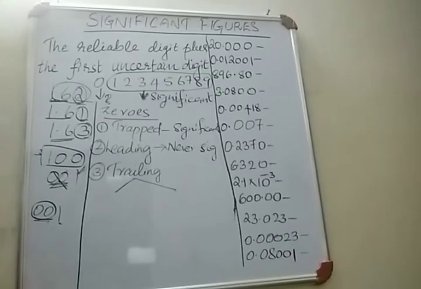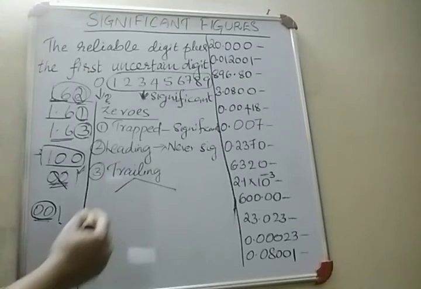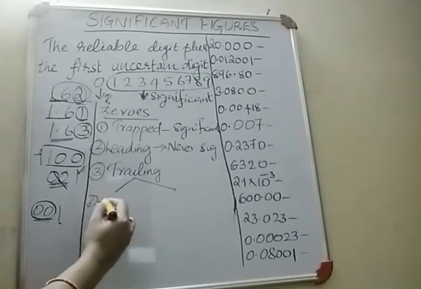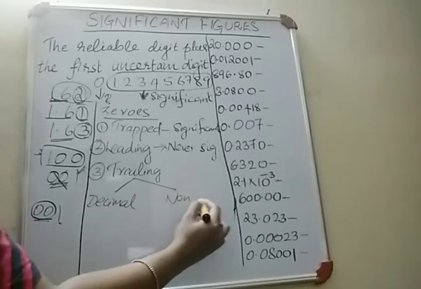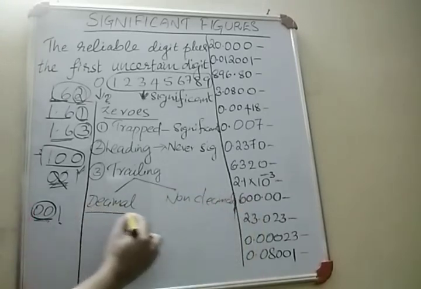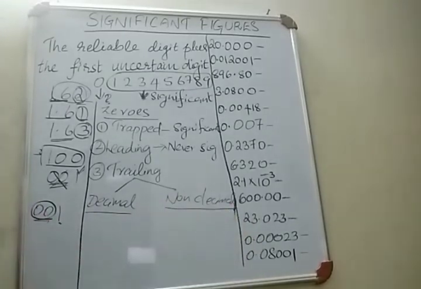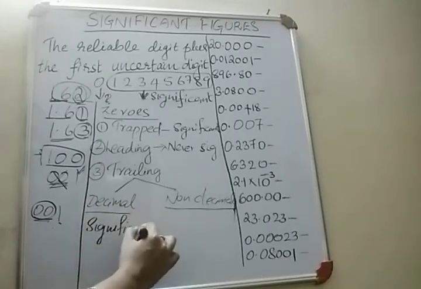Whether it is a decimal or non-decimal number, the leading zeros are never significant. Then comes another category, that is trailing zeros. Trailing zeros are the zeros which appear at the end of a number. There are two categories here. We need to consider the decimal numbers as well as the non-decimal numbers. If it is a decimal number, the trailing zeros will be significant.